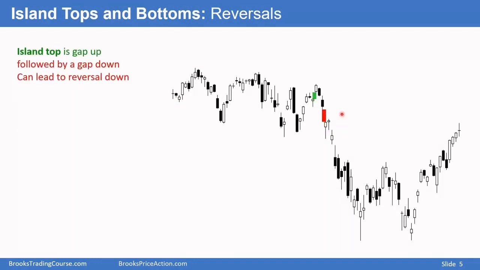I mentioned island tops and bottoms. If the market gaps up and then gaps down, it's an island top. In traditional trading, you want the two gaps to be at the same level, and you don't want any trading taking place in the gap up before you get the gap down. But for me, if it gaps up and then down, it's an island top. This is a bigger island top, gap up and gap down.